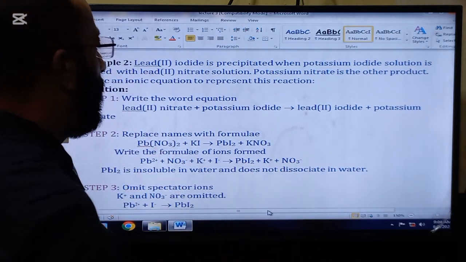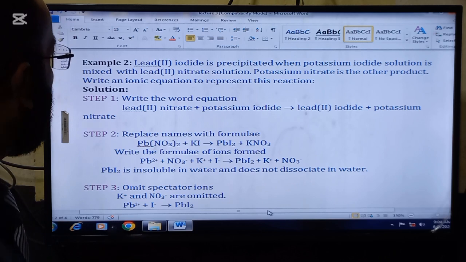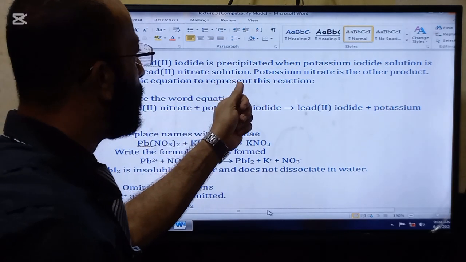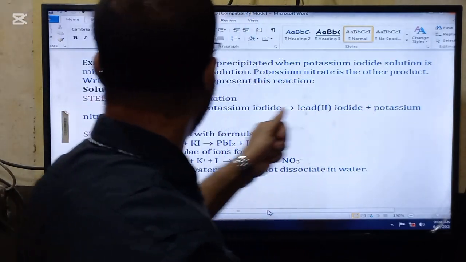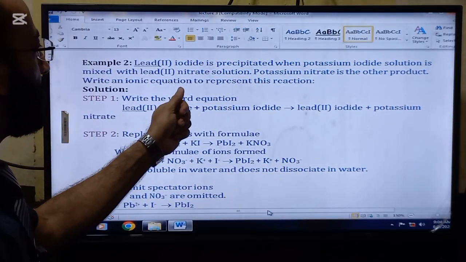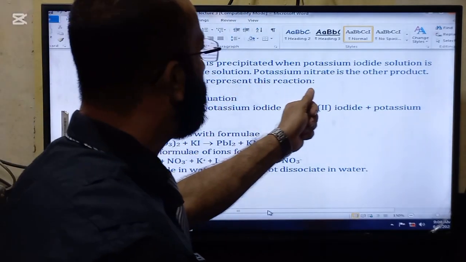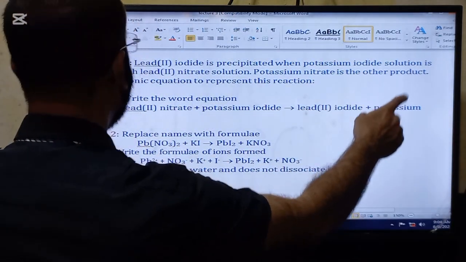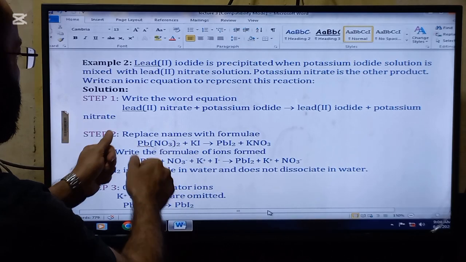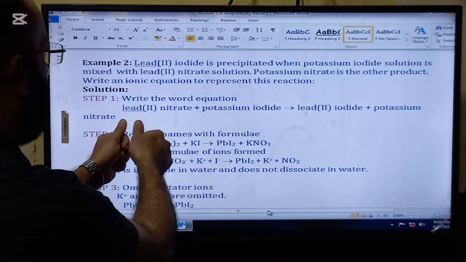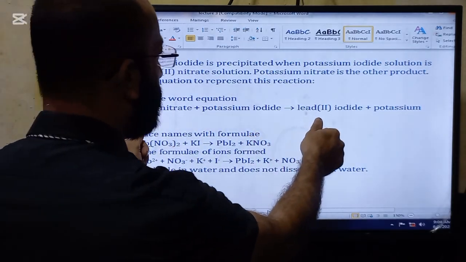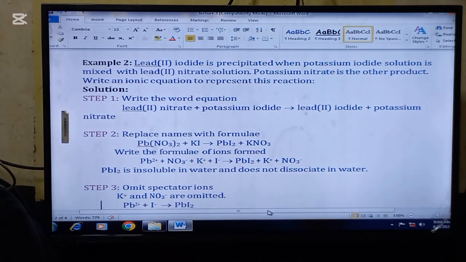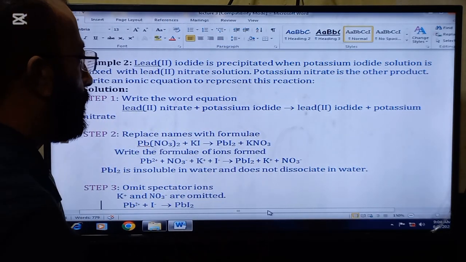So another example is here that will make your concepts more and more clear. Lead iodide is precipitated when potassium iodide solution is mixed with lead nitrate solution. Potassium nitrate is the other product. Okay, look now. Potassium iodide solution is mixed with lead nitrate. So look now. Lead nitrate plus potassium iodide forms lead iodide and potassium nitrate. So this is the word equation.